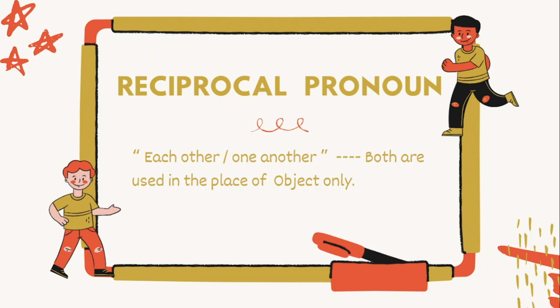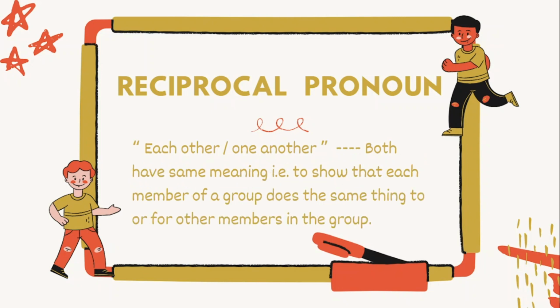Then, what is the meaning of each other and one another? Each other and one another both have same meaning. That is, they show that each member of a group does the same activity or same thing towards other members in the group or for other members in the group. Then what is the meaning of it in detail?